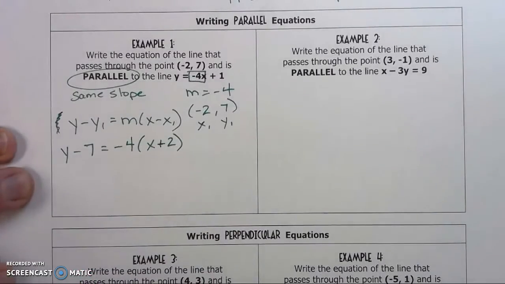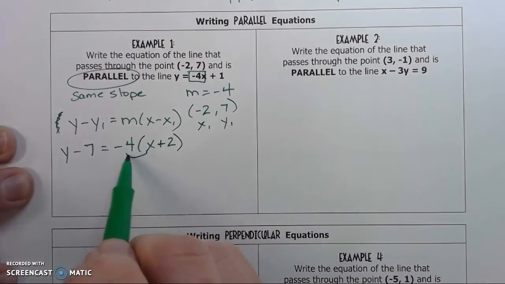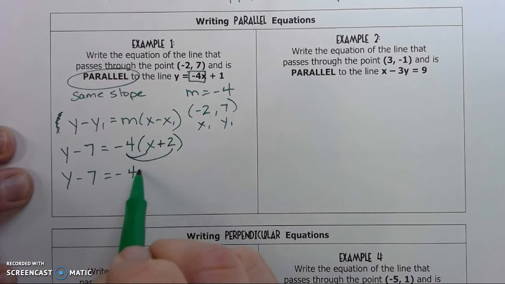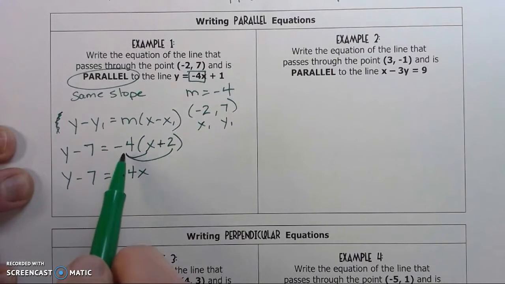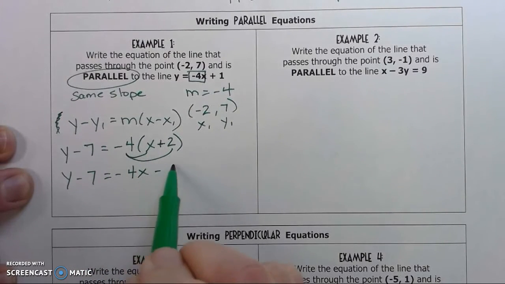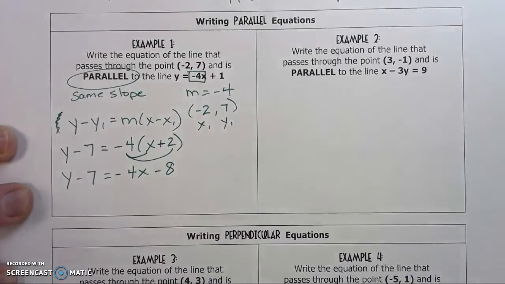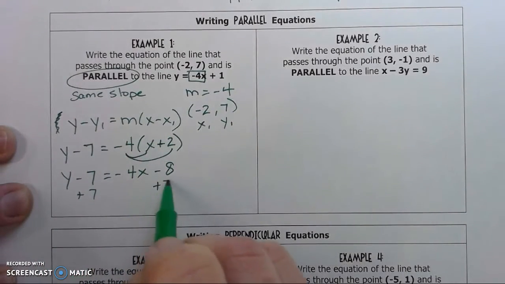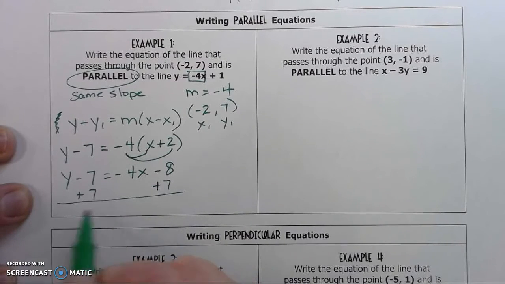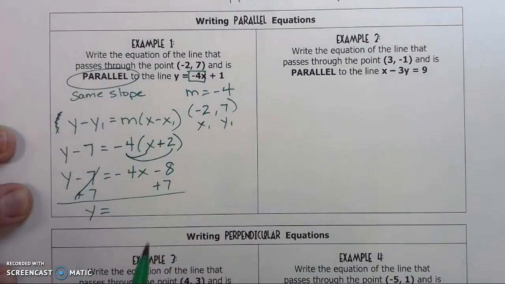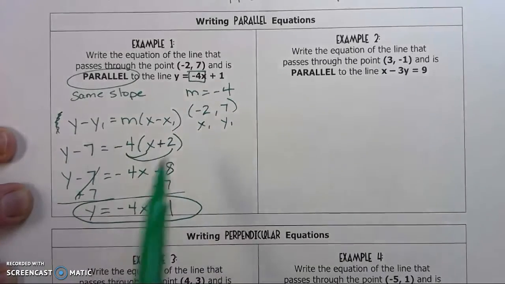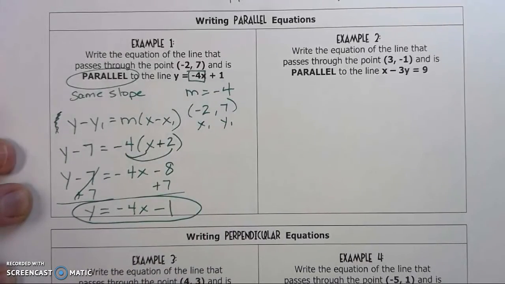And then I do 2 steps to simplify this. So I'm going to distribute: y minus 7 equals -4 times x is -4x. And then -4 times 2 is -8. My last step is to add 7 to both sides to get y by itself. So I'm going to get y equals -4x minus 1. And that's the equation of the line parallel to this line that goes through -2, 7.